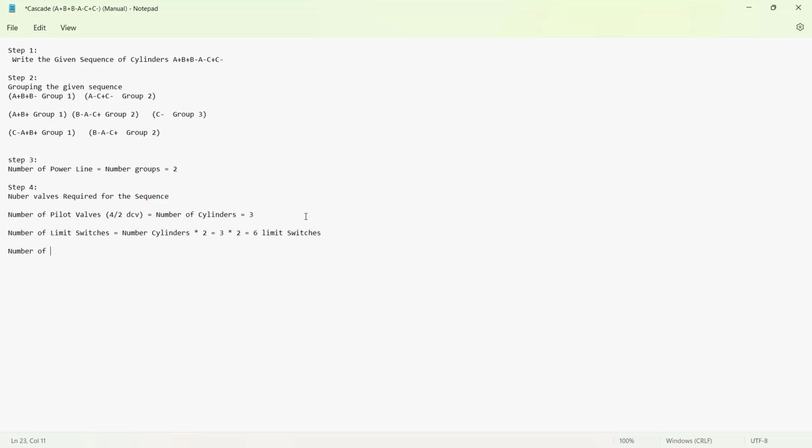Number of group changing valves, that is GCV. The number of group changing valves is the number of groups minus 1, which is equal to 2 minus 1, which is equal to 1. One group changing valve is required. Next, step 5.